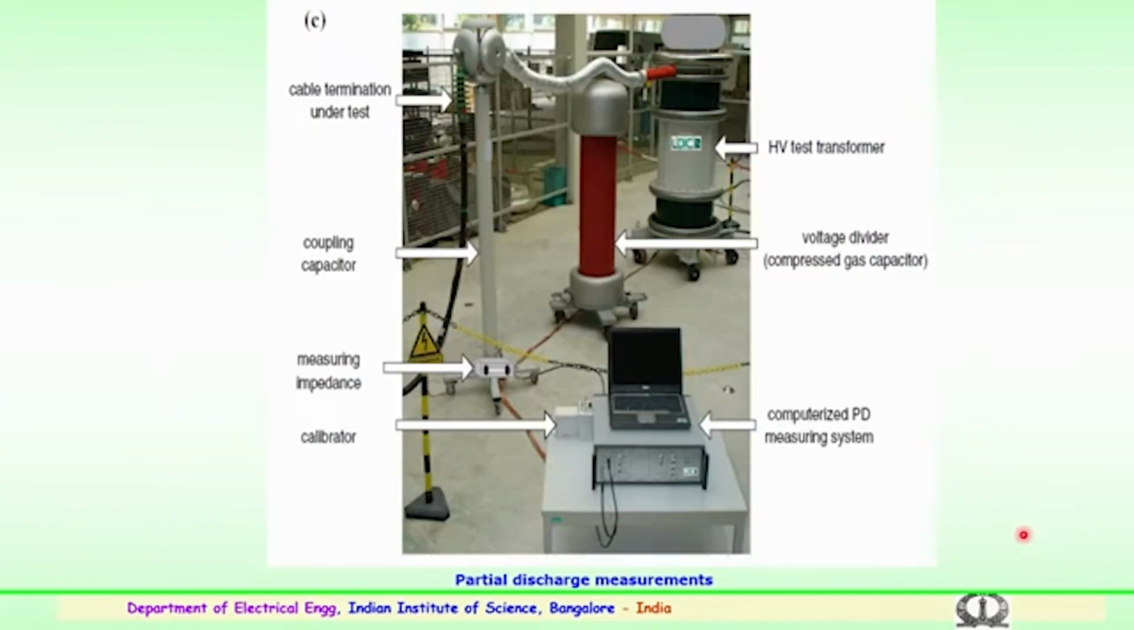This is again one of the examples where digital recorders or computerized measuring systems are used for the measurement of partial discharge activity. You can see digital recorders have come a long way, particularly in high voltage measurements. From the divider and the coupling capacitor, you have a measuring impedance, which is connected to a monitor of the digital recording system, where proper interpretation can be done.